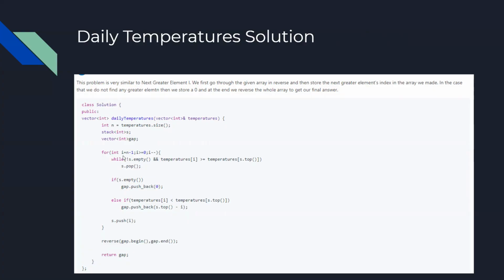If the stack is not empty and the temperature at the index that we're looking at, i, is greater than or equal to the temperature at the top of the stack, then we want to pop from the top of the stack, essentially take it out. In the case that the stack is empty, we do not find any greater element, and we store 0. And then at the end, we want to reverse the whole array and return our vector of ints called gap. And that will basically get us our final answer.